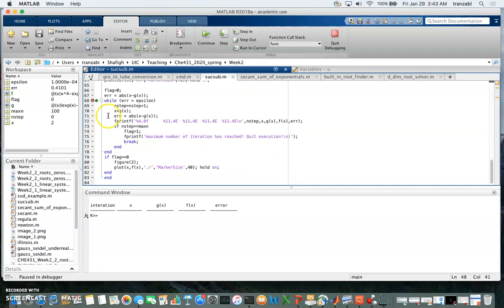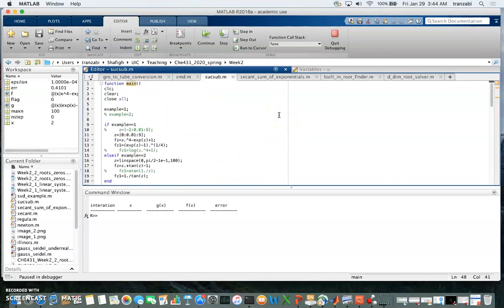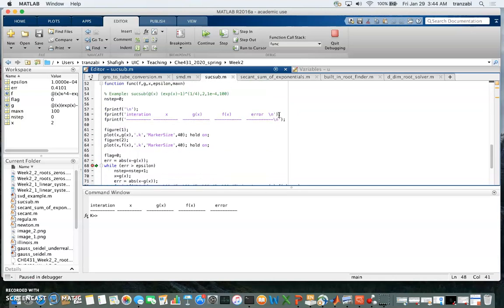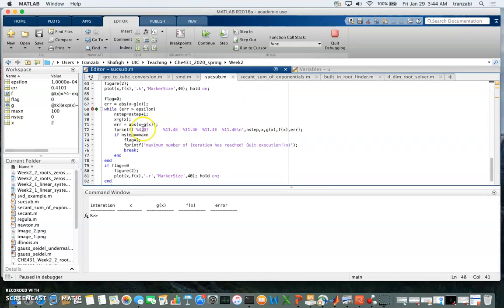Okay. After I calculate the error, then I can print out the number of steps, x, g of x, f of x, and error exactly on the bar below these headers. Yeah, below these headers. Okay. So now about the format. So a few things about this. I'm printing the number of steps as an integer.